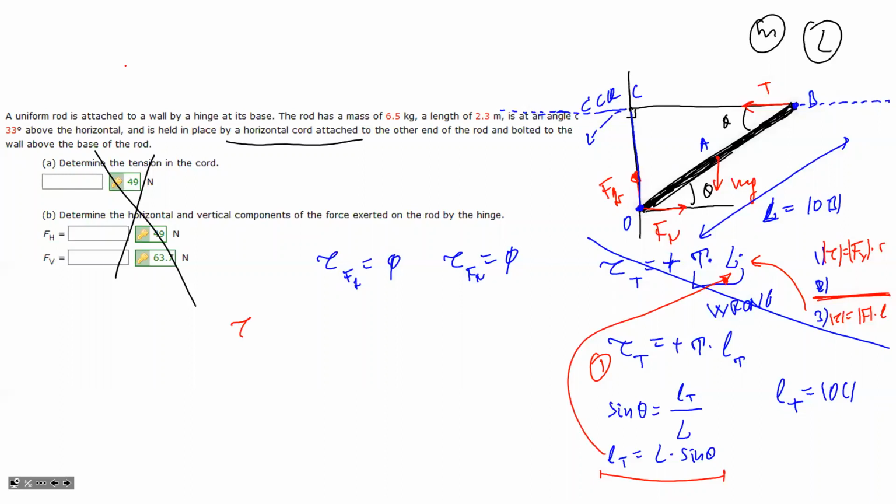So how about the torque due to force of gravity acting on this rod? Is it positive or negative? Clockwise, so it would be negative. Absolutely. Clockwise. Now, of course, the magnitude of the force, and now we need the lever arm for force of gravity.